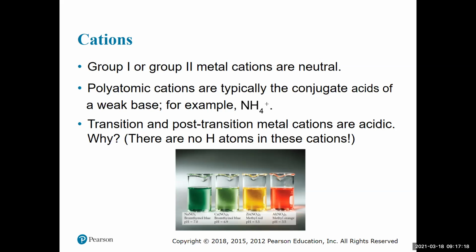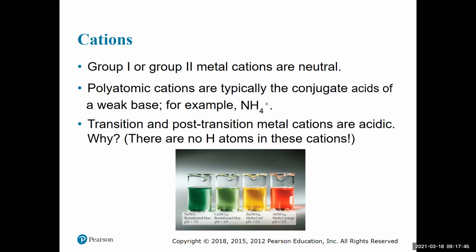Polyatomic cations are typically the conjugate acids of a weak base. For example, NH4+. And when we say polyatomic cations, all we're saying is like with the ammonium ion, we've got 4 hydrogen atoms, 1 nitrogen atom. That's what we mean by polyatomic. There's more than 2 atoms in it.